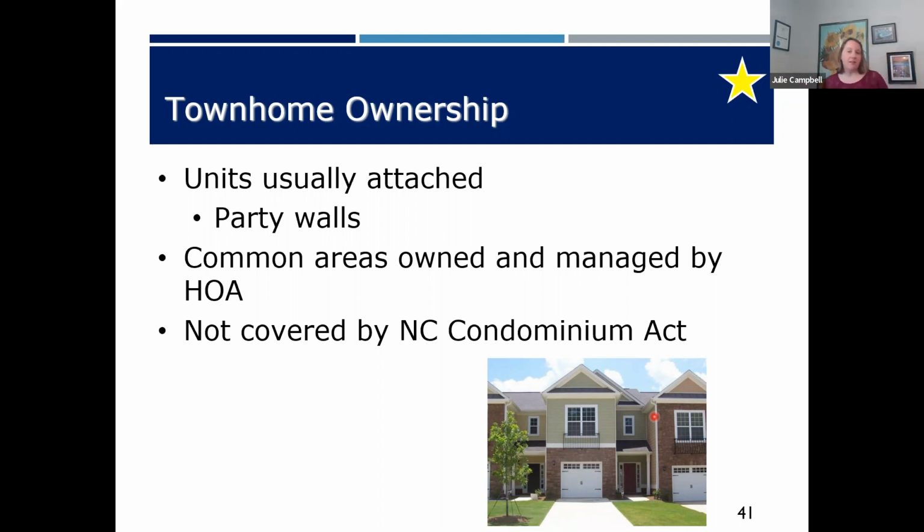It's going to be spelled out in the HOA bylaws. Are they collecting some of that from your HOA dues every month? Are they going to do a special assessment? It's spelled out in there how they're going to do that when they need to do exterior repairs. Townhomes are not covered by the North Carolina Condominium Act because they're not condos. They're townhomes, two different things.